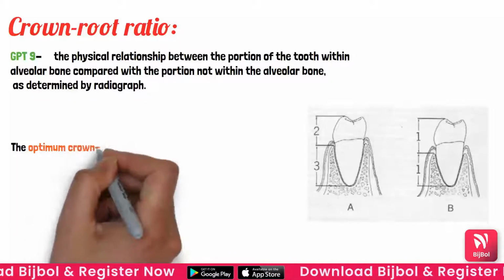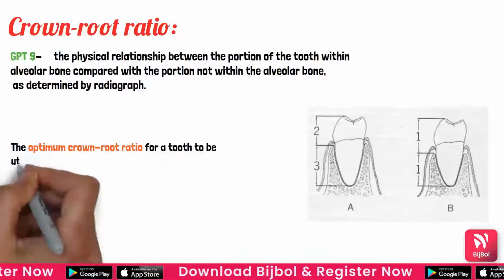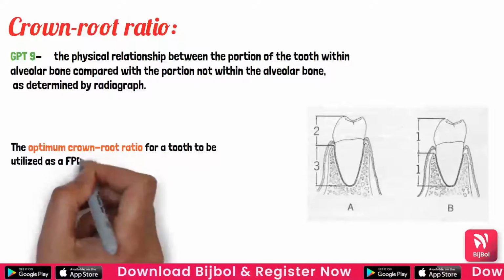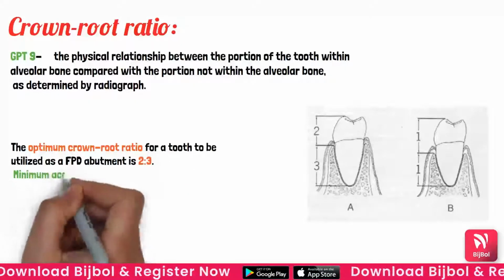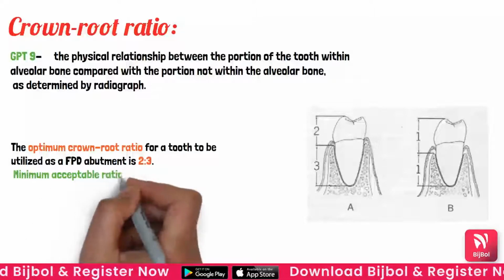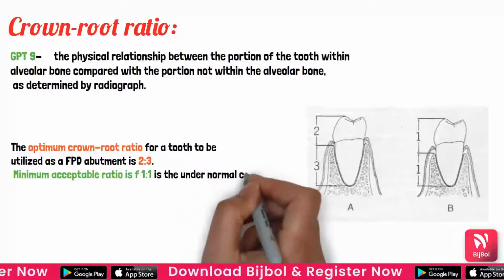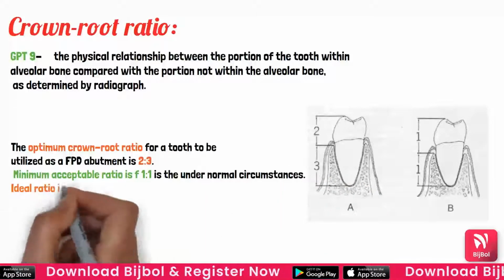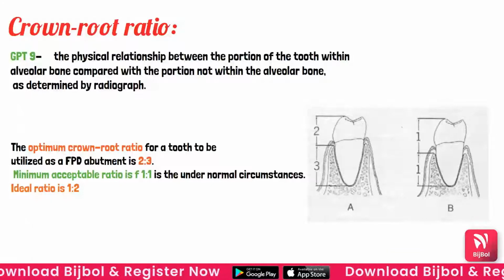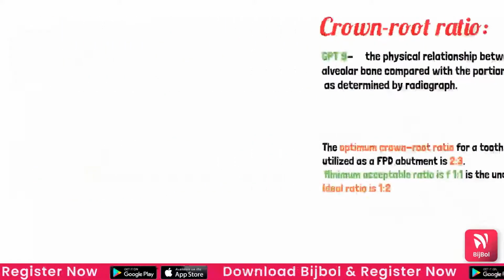As you can see in pictures A and B, there is adequate bone support in picture A, the first tooth, and in the second picture you can see there is loss of bone. Now, the optimal crown root ratio is 2:3, the minimal acceptable crown root ratio is 1:1, and the ideal crown root ratio is 1:2. So whenever you are selecting an abutment, it should have at least a minimum of 1:1 crown root ratio to act as an abutment.